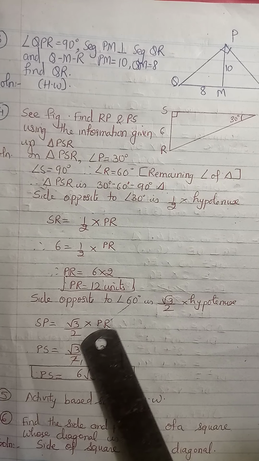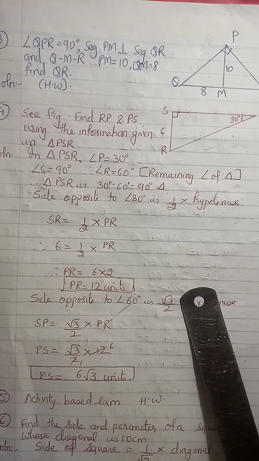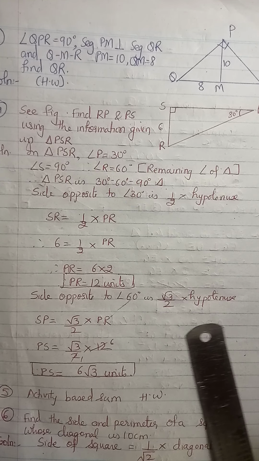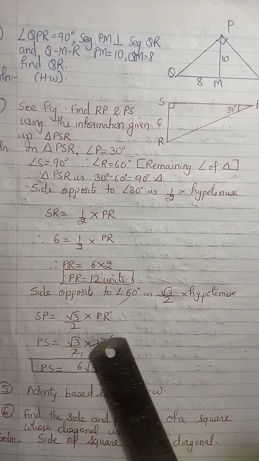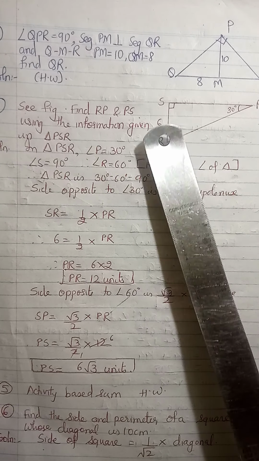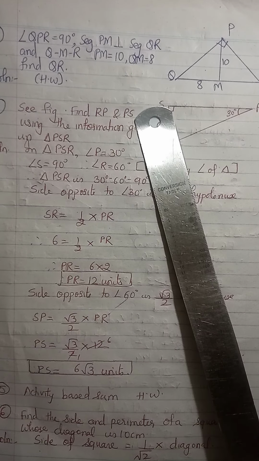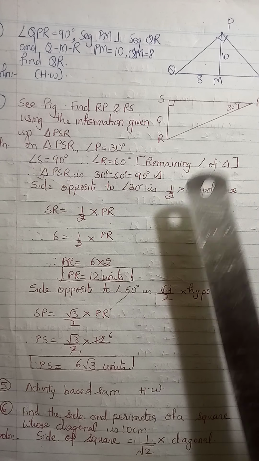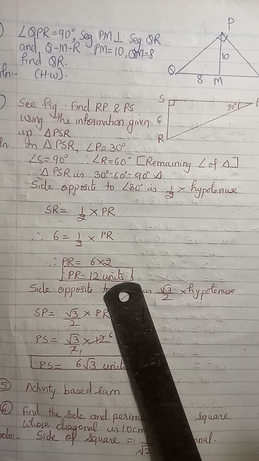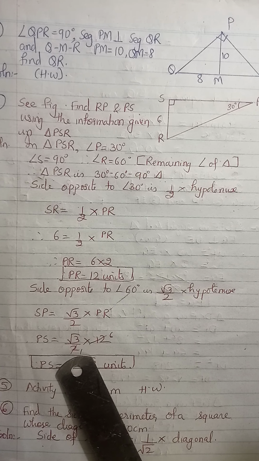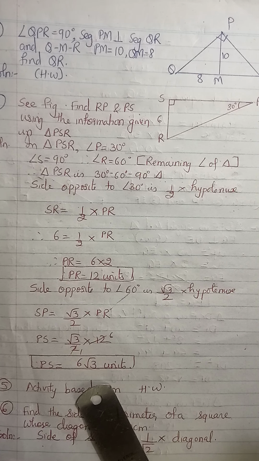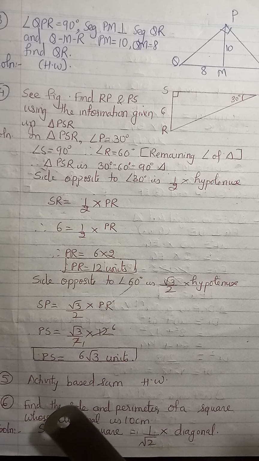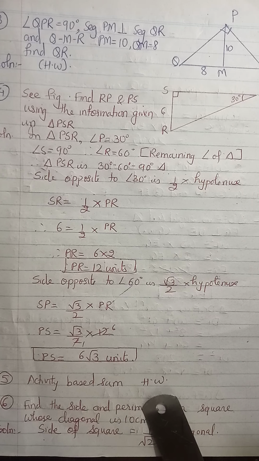Now we have to find PS, which is nothing but opposite to angle 60 degrees. So side opposite to angle 60 degrees is root 3 upon 2 times the hypotenuse. SP equals root 3 upon 2 into PR. This is 60 degrees, opposite to 60 is SP. SP equals root 3 upon 2 into hypotenuse. Hypotenuse, just now we have found out the value of hypotenuse is 12. Therefore, root 3 upon 2 into 12, that becomes 6 root 3 units. Thus, we got two sides of a triangle whose measure is 30, 60, 90.